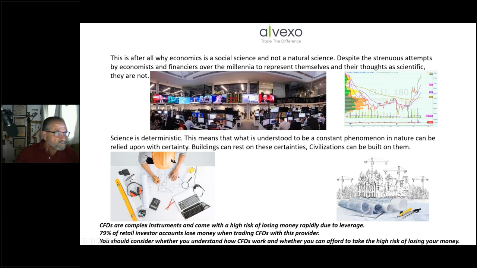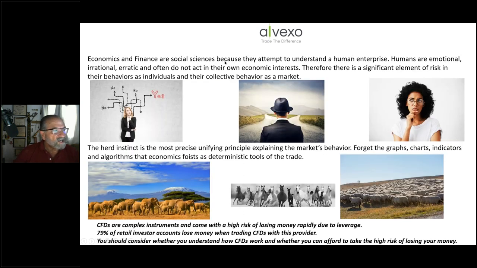This is a deterministic world: engineering, science. This means that what is understood to be a constant phenomenon can be built upon with certainty. Buildings can rest on these certainties. Civilizations can be built on them. We rely on them to be consistent. This world is no such thing, okay? This world is a social science because they attempt to understand a human enterprise.